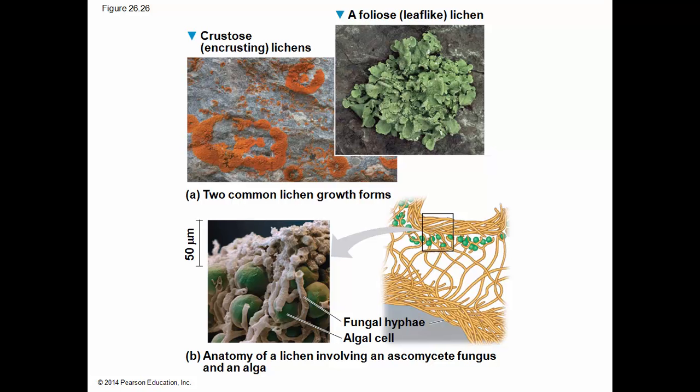Okay, here are different kinds of lichen. There's crustose lichen that grows on the surface of a rock, and foliose lichen also grows on the surface of a rock. One thing that's interesting about lichens is they are the first stage of primary pioneering of an ecosystem. So this is like the first stage of primary succession.